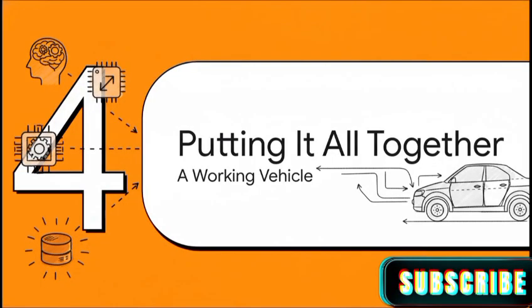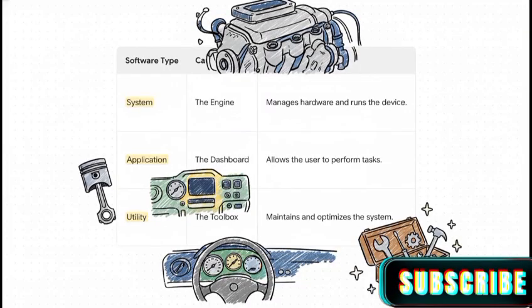So there we have it, the three main kinds of software. But you know, none of them really matters on its own. The real magic, the whole point, is how they come together to create one single working vehicle. Okay, let's put it all on one page. It's this simple. You've got the system software. That's the engine. It provides the raw power. Then you've got the application software. That's your dashboard. It lets you, the driver, actually do things. And finally, you have the utility software, your toolbox. It keeps the whole thing maintained and running great.